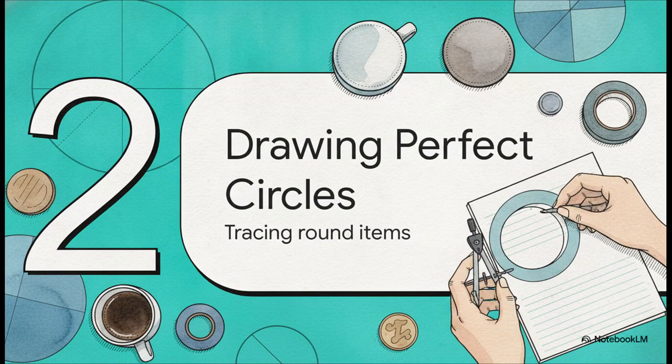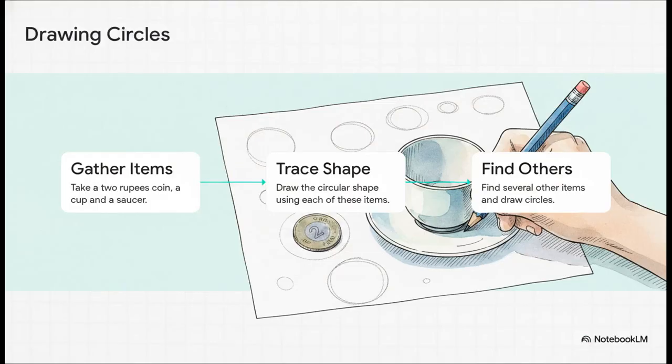Section 2. Drawing perfect circles. Tracing round items. So our sources suggest a super practical approach for this. Imagine grabbing a basic teacup, a saucer, or just a small coin. You place it flat on a piece of paper, grip your pencil, and literally just trace tightly around that edge. It's such a simple physical action, right? But it's actually the absolute foundation of geometry. By tracing different objects, you're physically taking a three-dimensional property and transferring it right onto a two-dimensional plane.